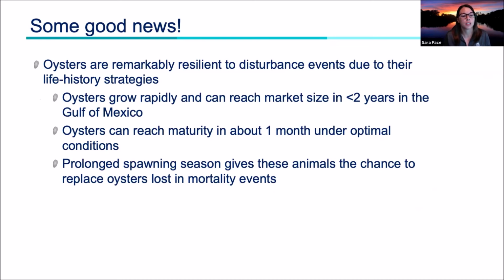And their prolonged spawning season gives these animals the chance to replace lost oysters in mortality events. So if there's a mortality event, maybe in the springtime, if some oysters survive, there's a chance that they're going to reproduce and contribute, and you can have a successful recruitment event shortly after a mortality event.